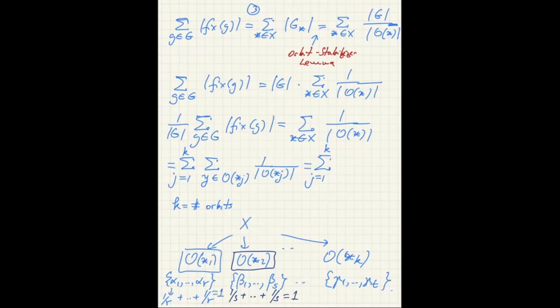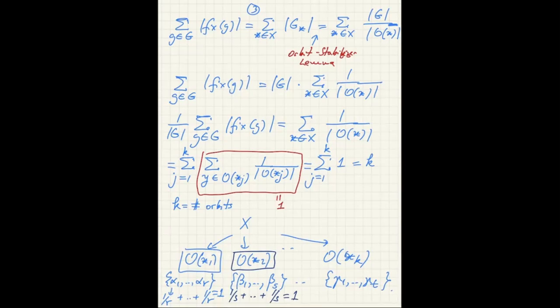So the main point here is that this expression equals 1 for every j. And so at the end, we are going to end up with a summation from j equals 1 to k of 1, which is k, which was defined as the number of orbits. And that finishes our proof.